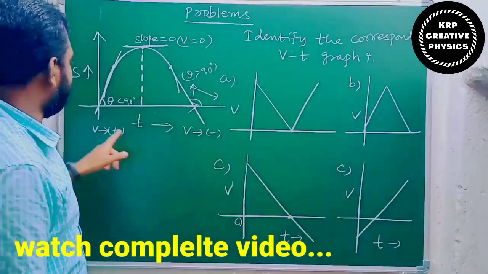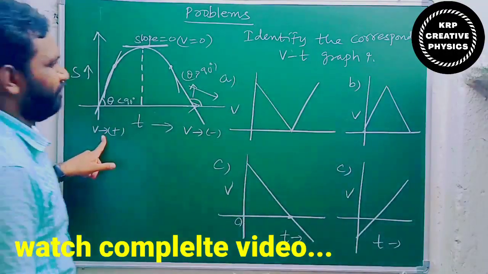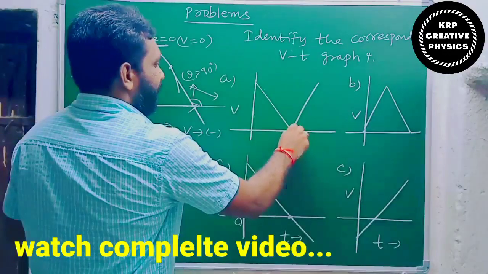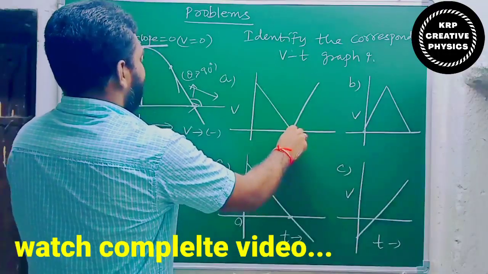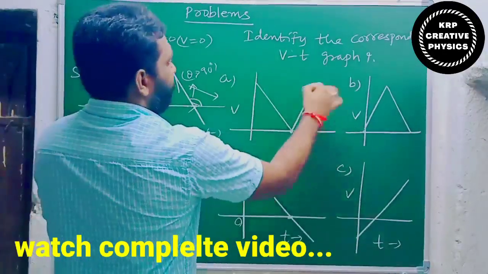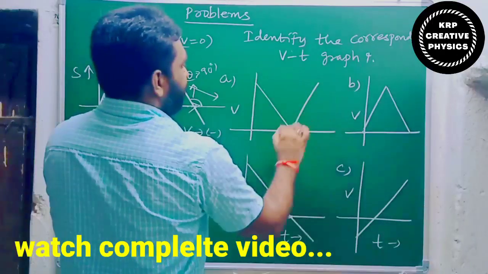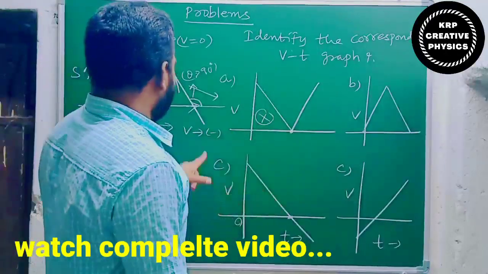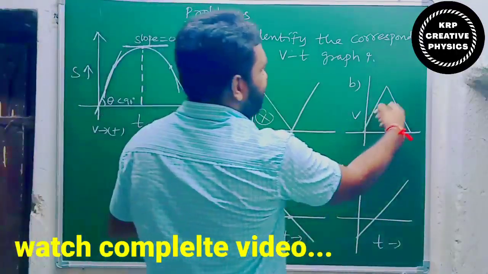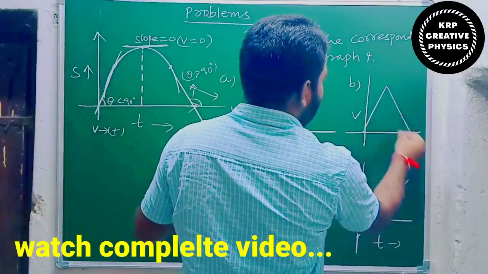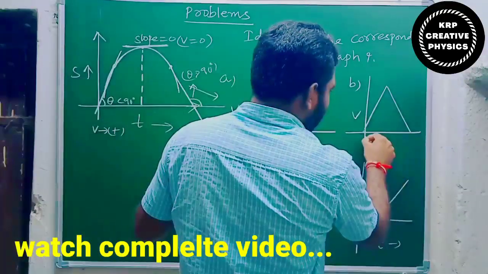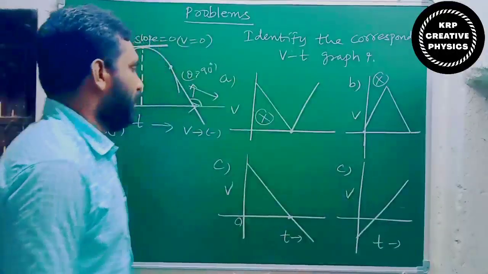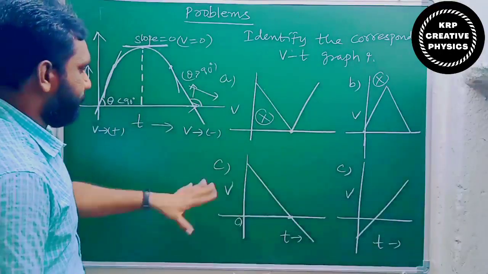First it should have positive velocity, then 0 at the middle, and again the velocity should become negative. In the first graph it is not going to become negative, so this is wrong. In the second graph also the velocity does not become negative, because there is no line on the negative axis. It is also not correct. Both are wrong.